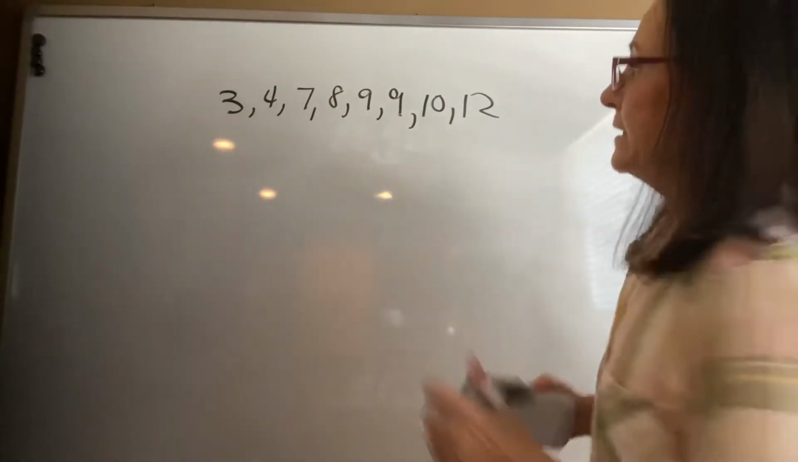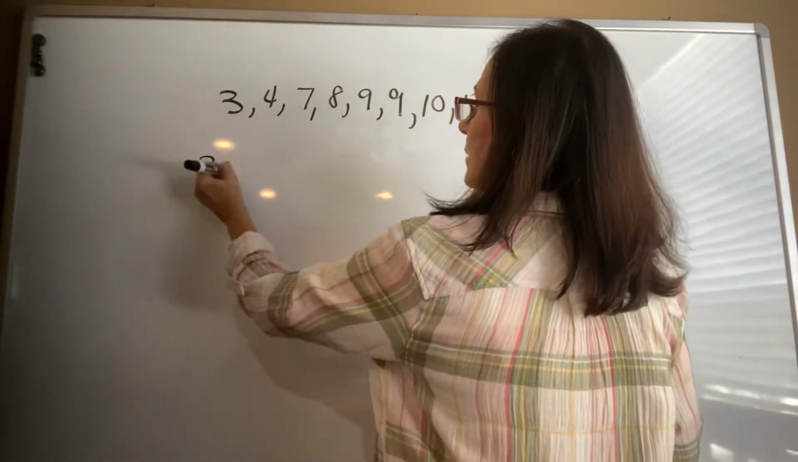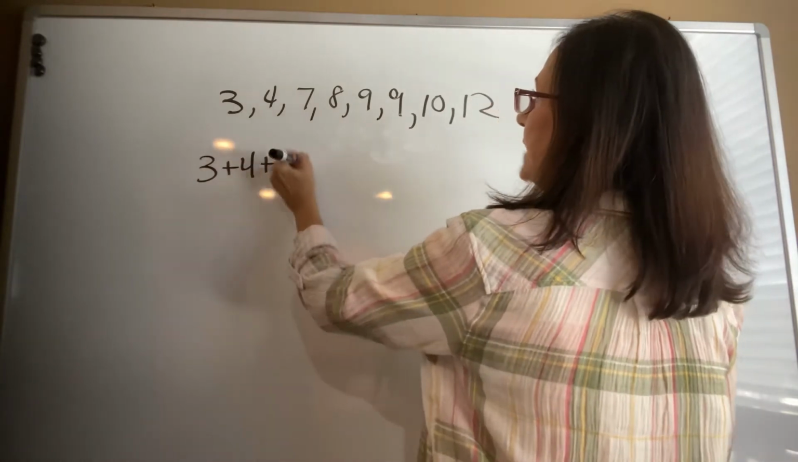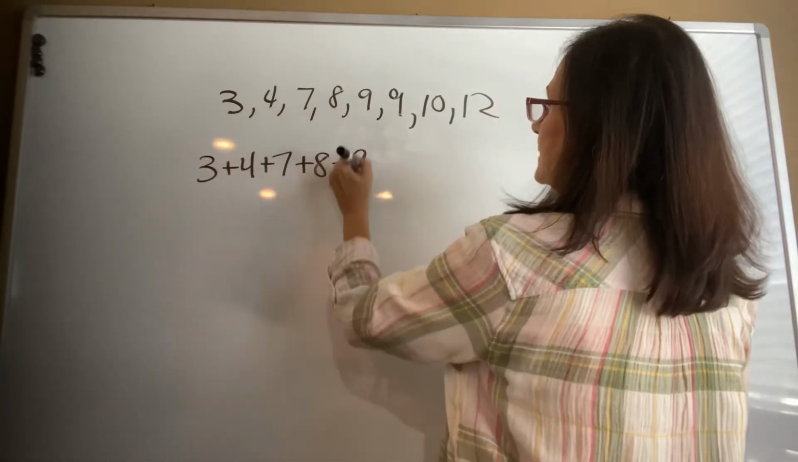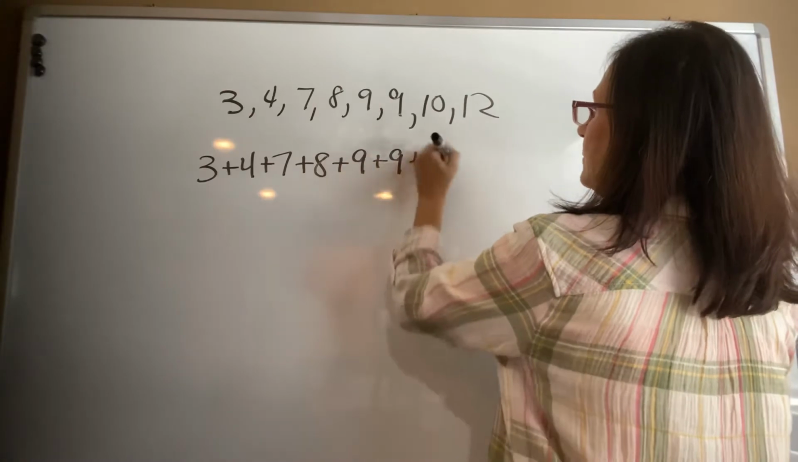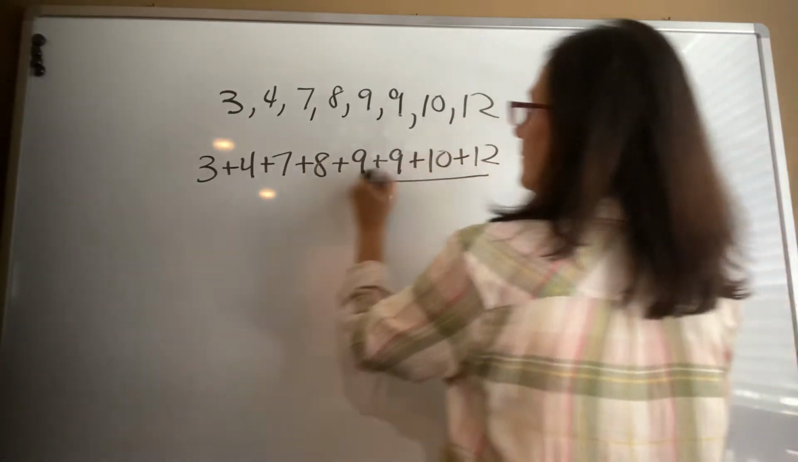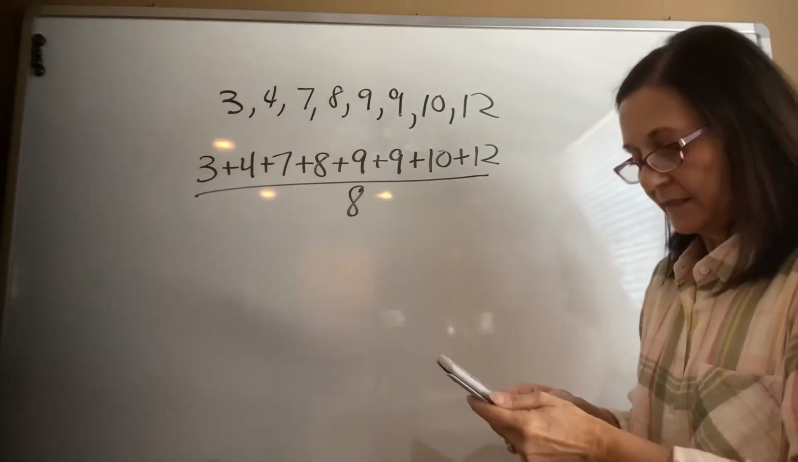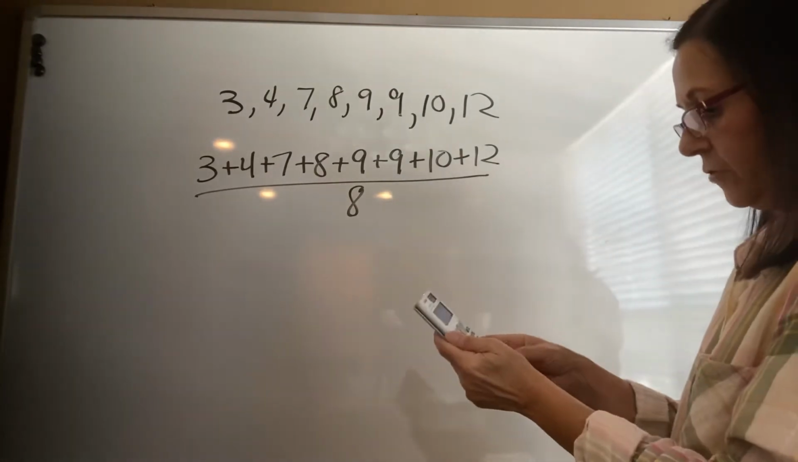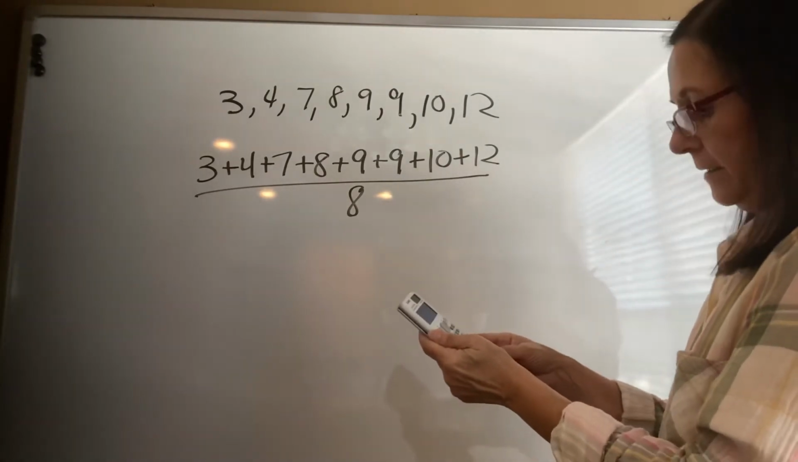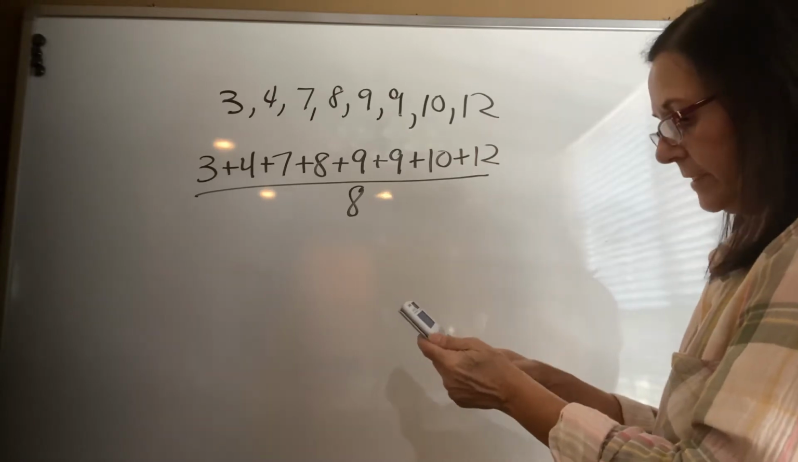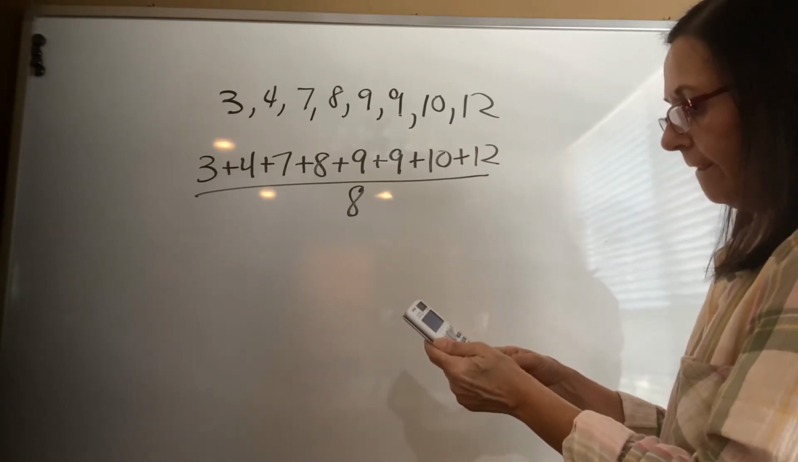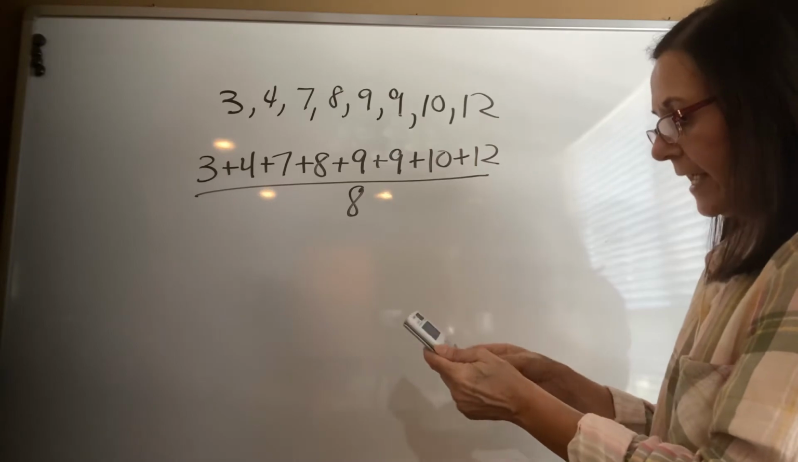For the mean, I'm going to add them all. 3 plus 4 plus 7 plus 8 plus 9 plus 9 plus 10 plus 12, and divide them by 8 to get the mean. So 3 plus 4 plus 7 plus 8 plus 9 plus 9 plus 10 plus 12. That's 62 divided by 8.